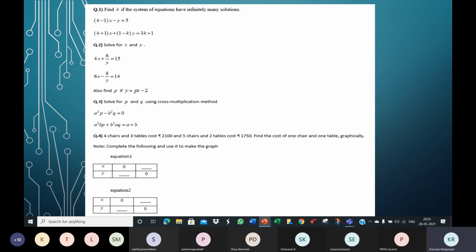Oh, I really envy you people. You people make the graph so quickly. How nice. Very good. Shreya and Srinivasan, good. Parkavi.